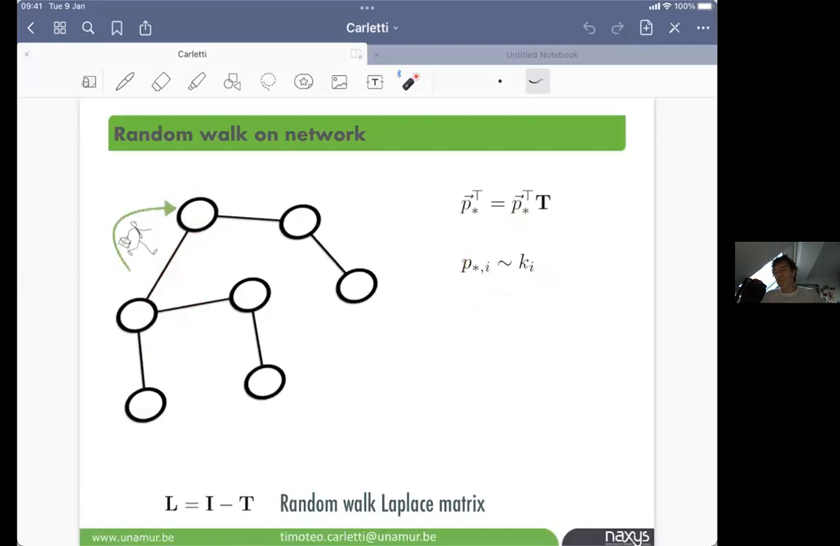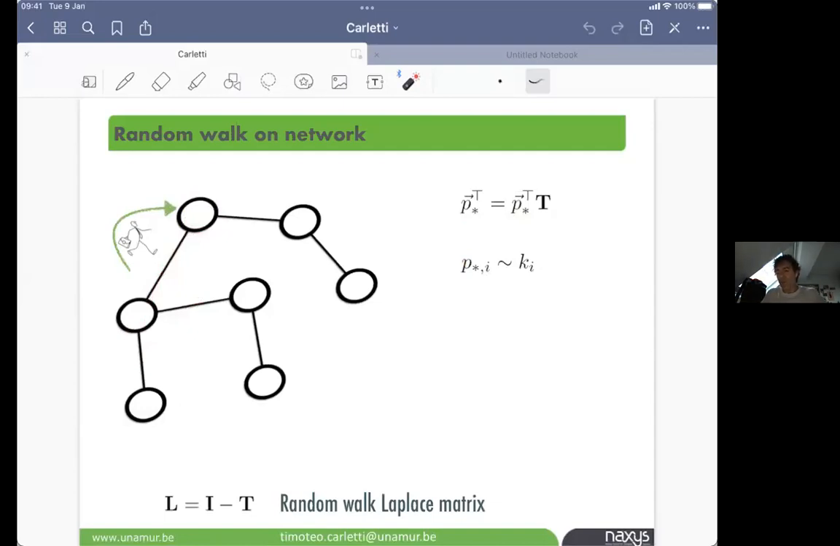So you see that there is a link between dynamics and topology. The topology of the network, the hubs or the degree, in some sense drives the dynamics toward spending more time on the most connected nodes. So there is an interlink between dynamics and topology.